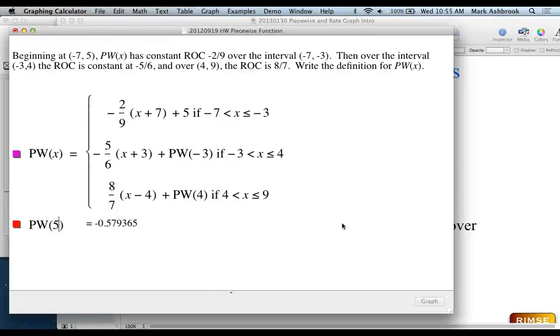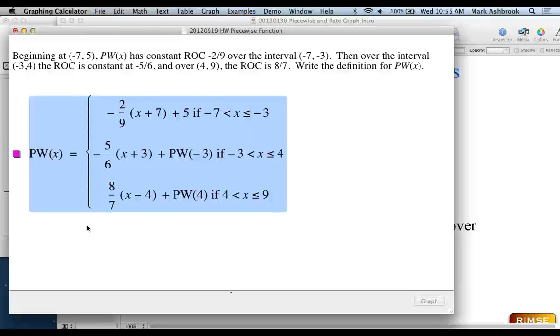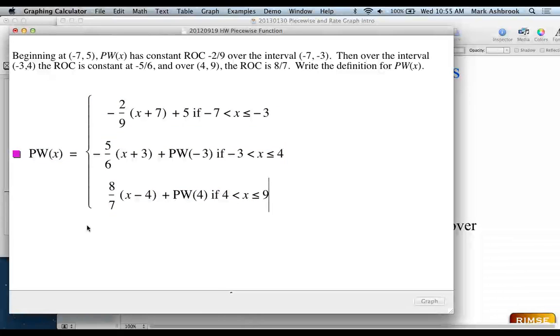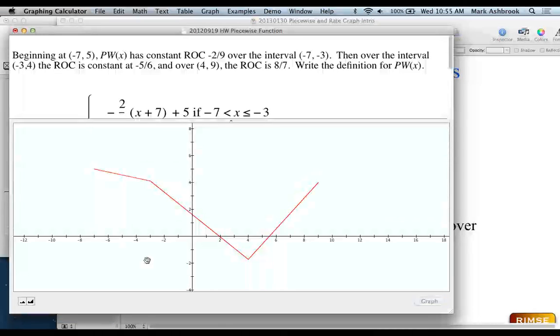Yeah. Okay. I'm so glad you asked. How do we graph this now? Oh, that would be bad. y equals PW of x. And we should get this piecewise function.